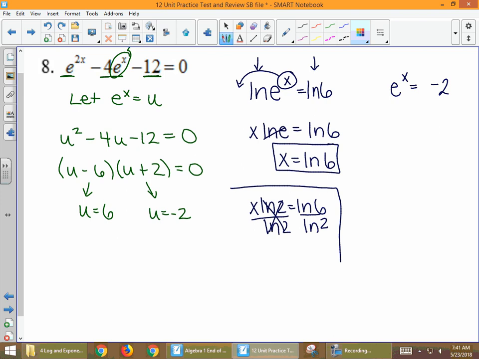Okay, now let's look over here at our second solution. We have e to the x equals negative 2. Well, if I take the ln of both sides at this point, I'll be taking the ln of a negative. And we can't take the log or ln of a negative number. So this does not give us a solution over here.